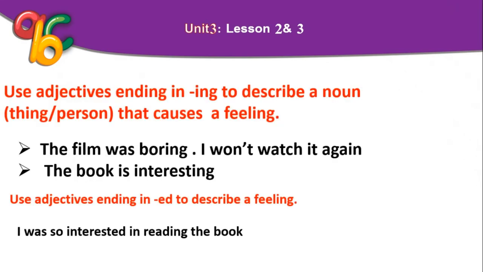Okay, using adjectives ending with ing to describe noun, thing or person that causes a feeling. The film was boring. I won't watch it again. الفيلم ده كان ممل خالص, مش هتفرج عليه تاني. يبقى when I use ing in this adjective, that means the thing or the person who affects. Okay, on the other. So who is affecting, مين اللي أثر؟ The film. Who is affected? It's me. Because I say I want to watch it again. Okay.